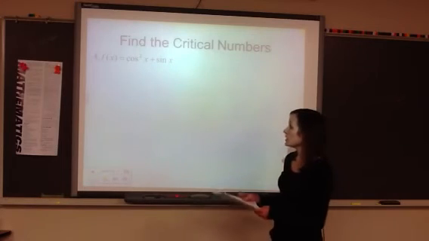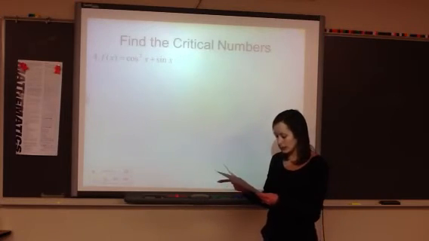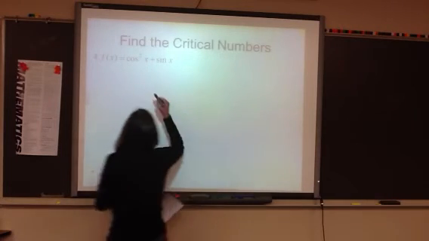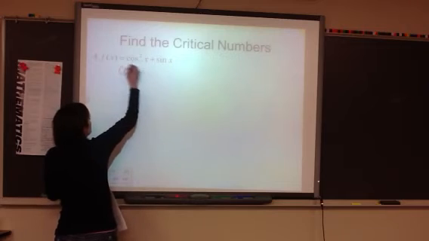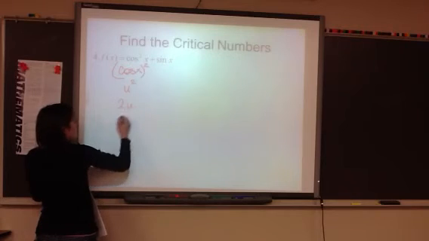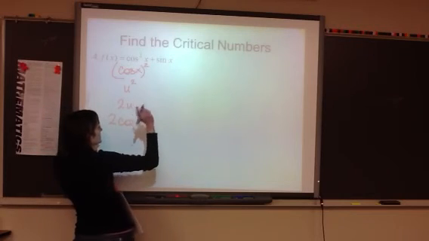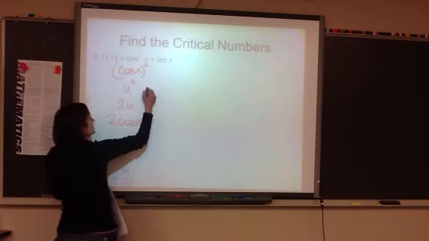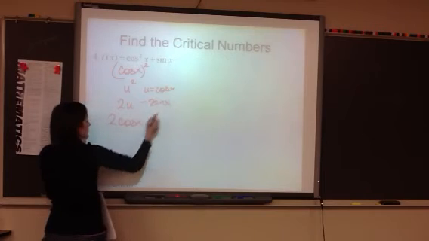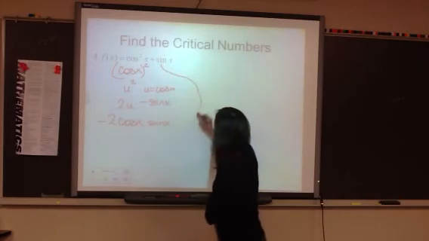Alright, we got cosine squared x plus sine x. On this one, we are going to do derivative. We don't have any product, so we're going to go ahead and do that. Here we got cosine x squared, which is the same as u squared, which the derivative is 2u. So I'm going to write that as 2 cosine x. The derivative of cosine is negative sine. I'm going to put negative there, and then sine x. Alright, derivative of sine is cosine.